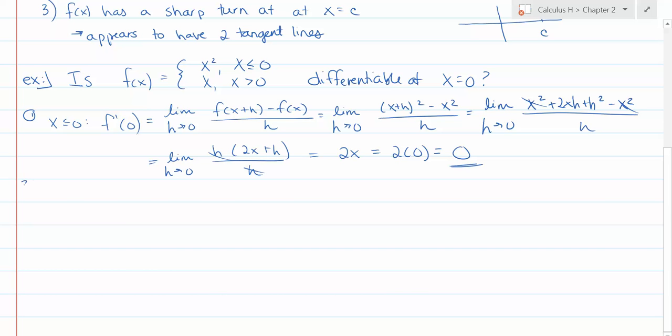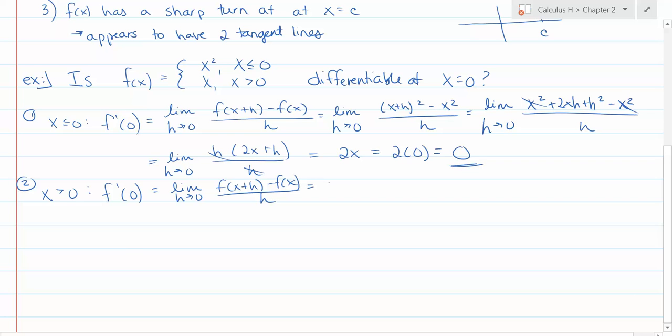Okay. When x is greater than 0, I'm going to find f prime of 0. So it'll be the limit as h approaches 0 of f of x plus h minus f of x all over h. So we would have x plus h minus x all over h. The x's get crossed out, the h's get crossed out, we're just going to be left with 1. You'll notice that these two slopes do not match.